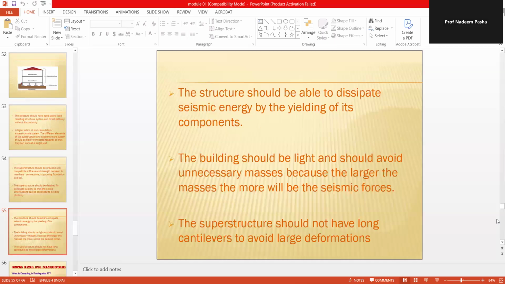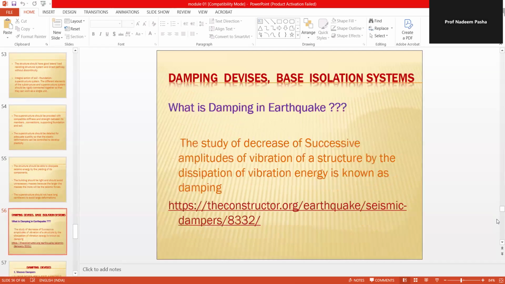The building should be light and should avoid unnecessary masses because the larger the mass, the more will be the seismic forces. The superstructure should not have long cantilevers to avoid large deformation. Damping devices, base isolation system.